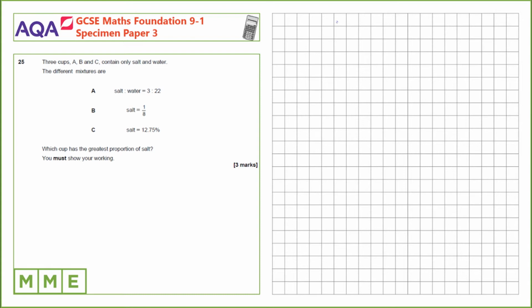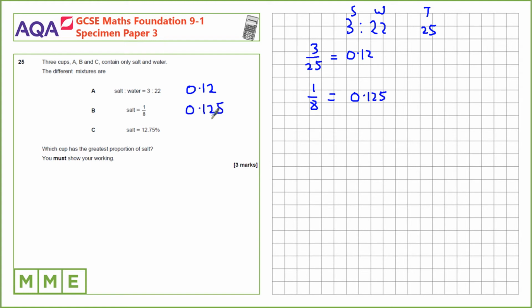In the first case, salt and water, we have the ratio 3 to 22 for salt and water, and the total of that ratio is 25. In this case, the proportion of salt is 3 over 25, which as a decimal is 0.12. I'll write that here. The proportion of salt for B is 1/8, which as a decimal is 0.125. And 12.75% as a decimal is just 0.1275. We're looking for the one here that's greatest, which is this one, so cup C has the greatest proportion of salt.